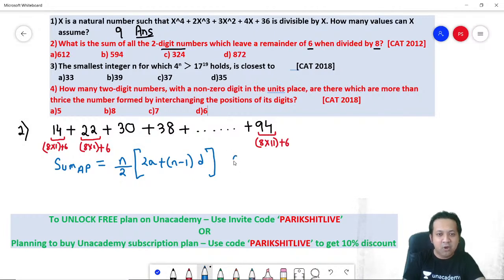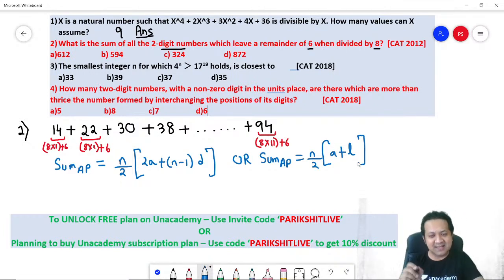The other formula is, sum of an AP is also equal to n by 2 into first term plus last term. What is A? A is the first term. What is L? L is the last term. I think this is an easier one, a short formula. I think it will be easier if you use this.